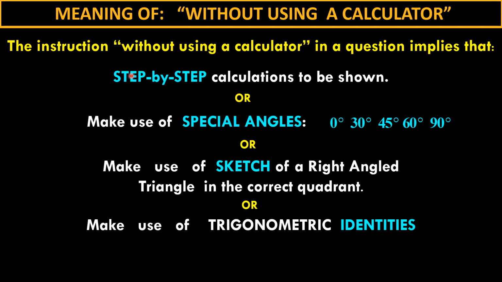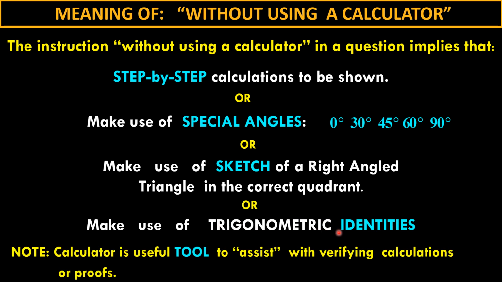Either, first of all, you show step by step, that's essential. Sometimes you have to use special angles. If there are no special angles involved, then you draw a sketch. And sometimes if you see the sketch is not going to help you, you've got another option here. You can make use of trigonometric identities.